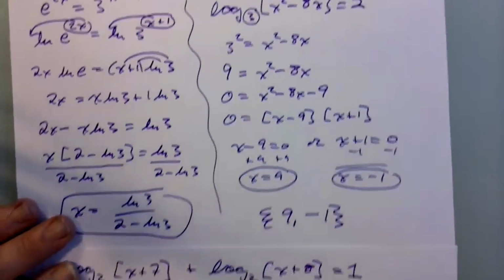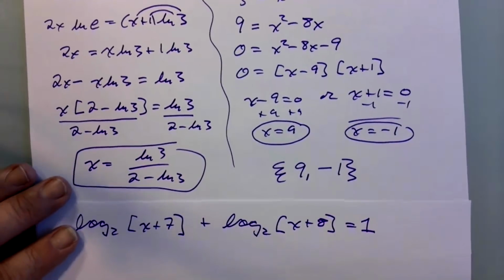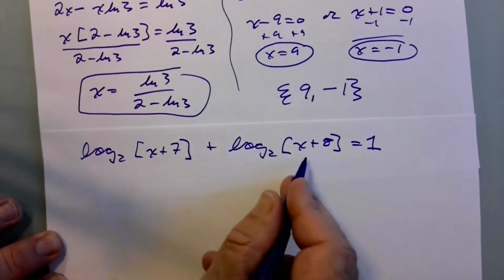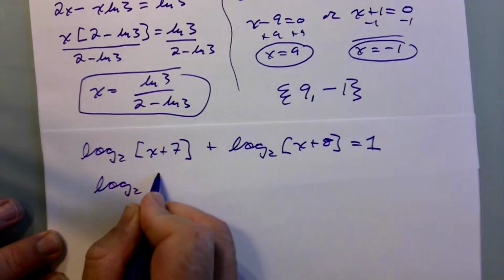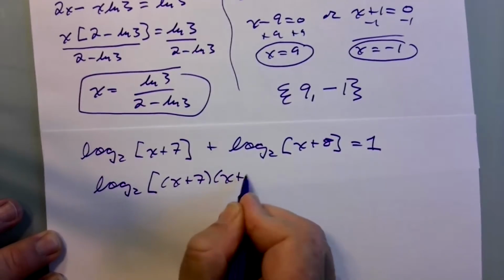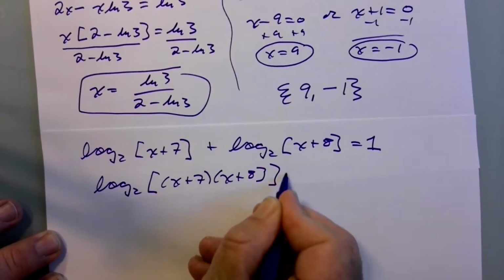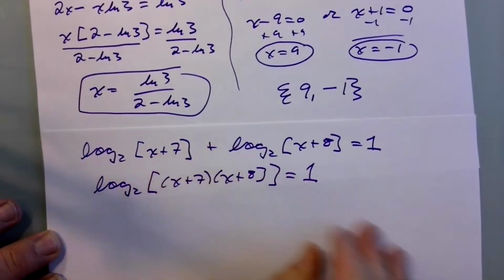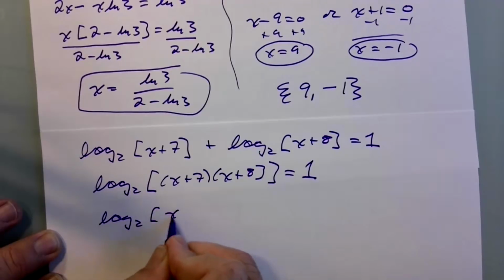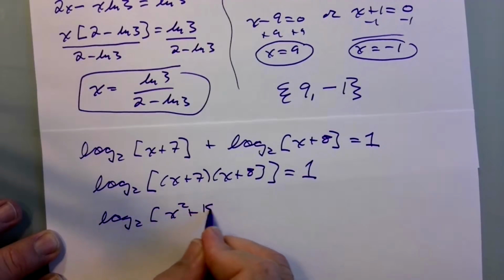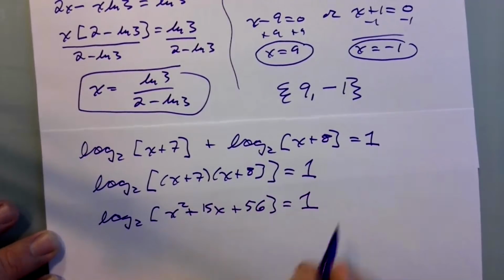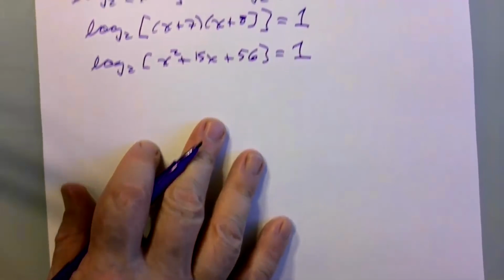So the first thing to recognize is that the log of the sum is the log of the product. So log base 2 of this plus log base 2 of that is log base 2 of the product, x plus 7 times x plus 8 equals 1. We can multiply all that out, and we can say log base 2 of x squared, 7x and 8x is 15x, plus 56 is 1.